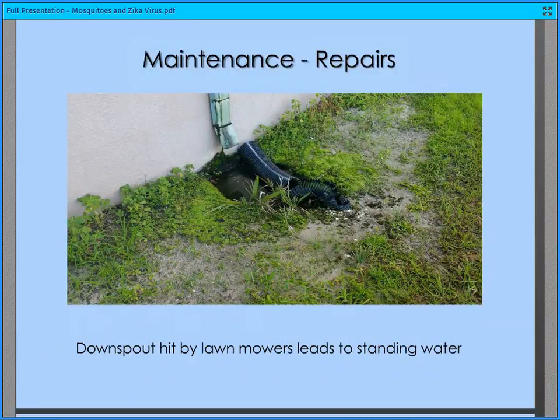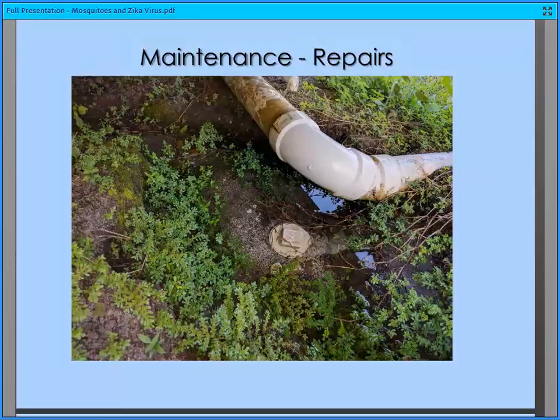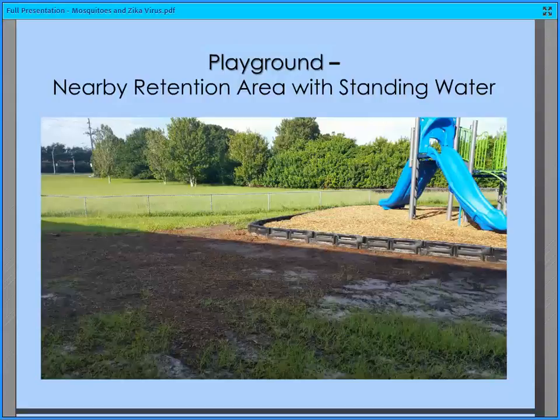We're looking at our downspouts where lawnmowers are run into the drains. We're trying to get these all fixed, and if there's water, we're trying to get the water to flow away from the building so it's not standing. And this is part of their inspection.